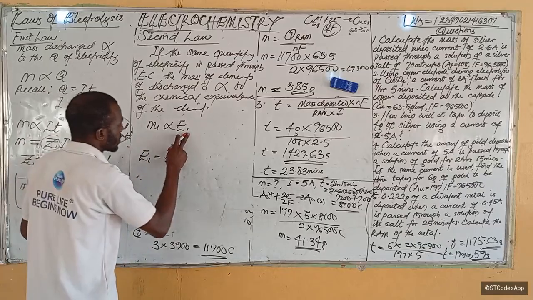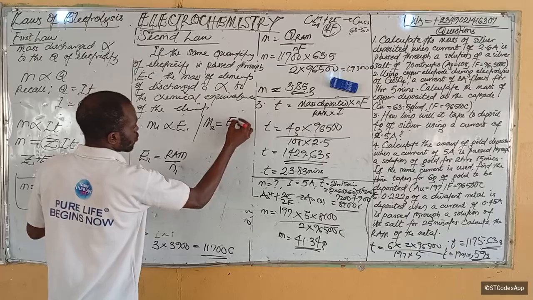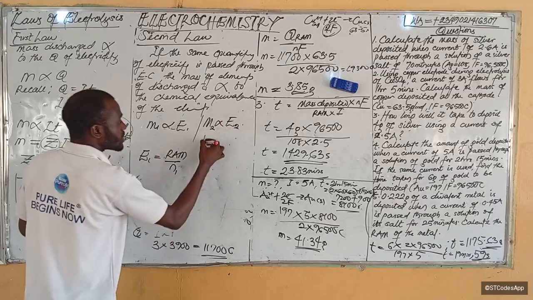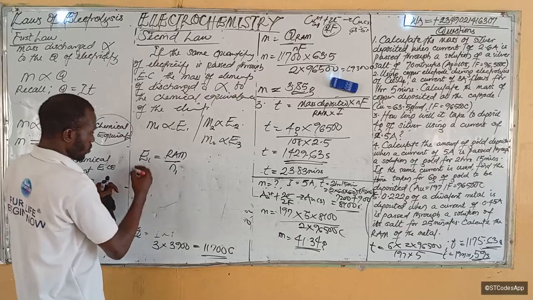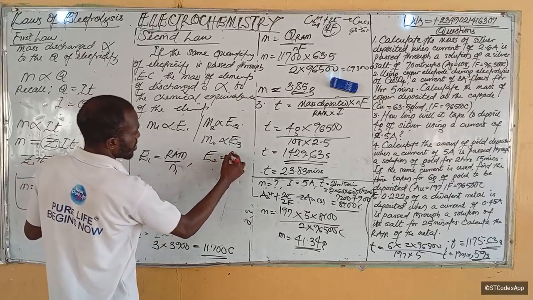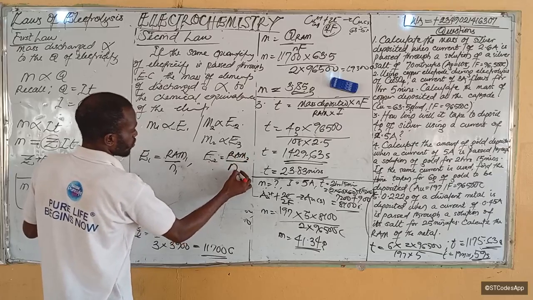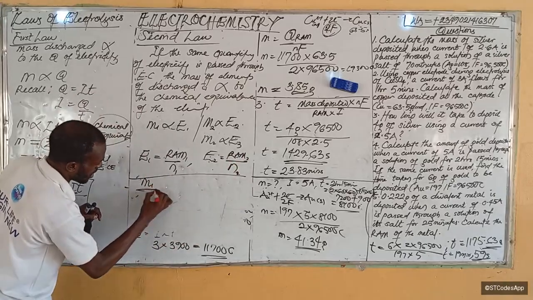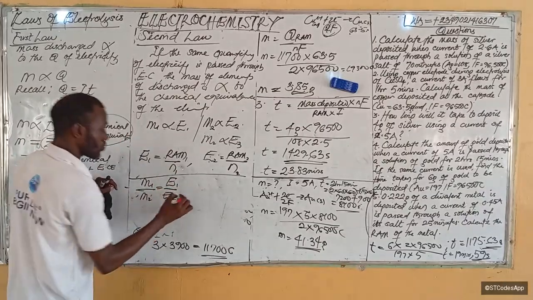So M2 therefore will also be directly proportional to E2. M3, if they are connected in series, directly proportional to E3. So depending on what you are given, E1 is RAM of 1 over number of moles of metal 1, and E2 is RAM of metal 2 over number of moles of metal 2. Is that okay? So to put this all together, we can say that the first formula will be M1 over M2, if we take the ratio, equals E1 over E2.